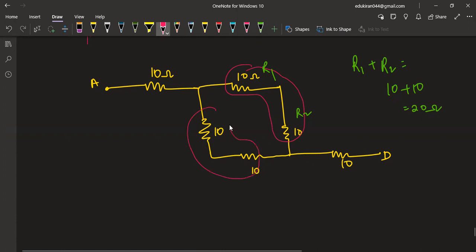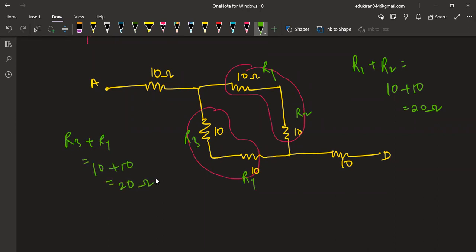Second, they are connected in series. So let's say this is R3, this is R4. So again, R3 plus R4 will also be 10 plus 10, that is 20 ohms. Right? This is 20, this is 20.